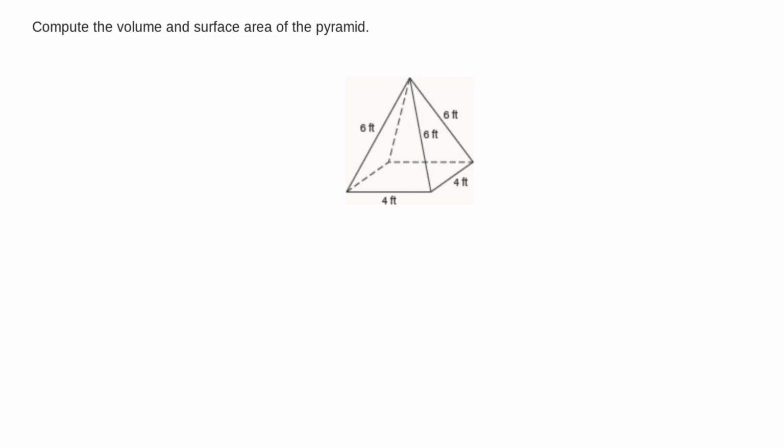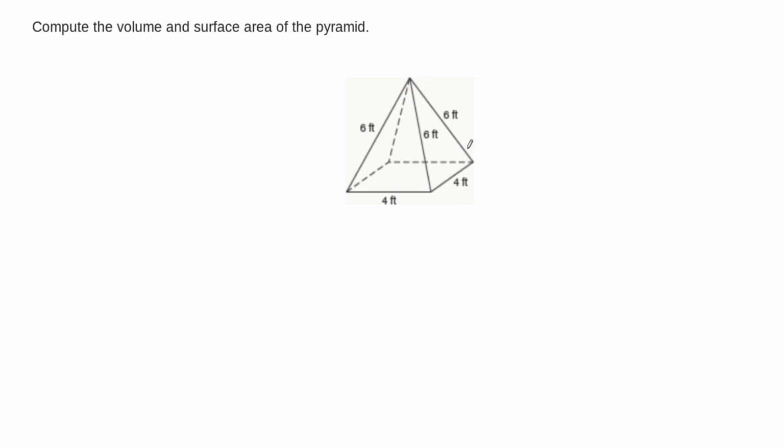Hey guys, so in this example we'd like to compute the surface area and the volume of the pyramid that is shown here. So this is a pyramid with a square base, 4 by 4, and then the slant, not exactly the slant height, but the lengths of these edges are 6 feet.